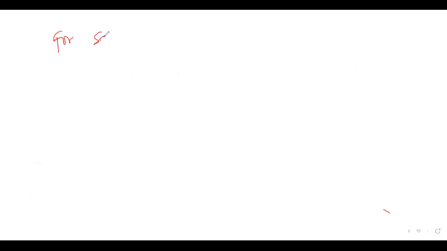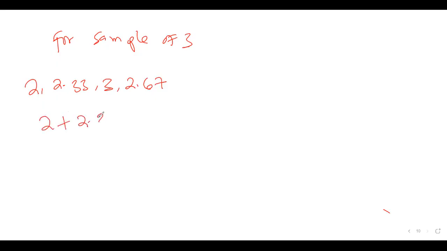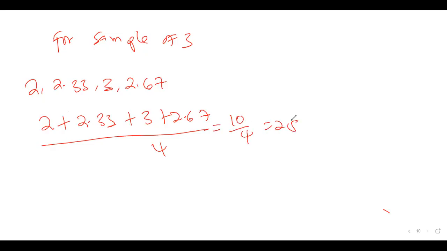So for a sample size of 3, these were the sample means. You already know it, so I'll not repeat myself. There was 2, 2.33, 3, and 2.67. These were the sample means of a sample size of 3. And when we find the mean of these sample means, we had 2 plus 2.33 plus 3 plus 2.67 all over 4. So we had 10 over 4, which was 2.5, which was the same as the population mean.